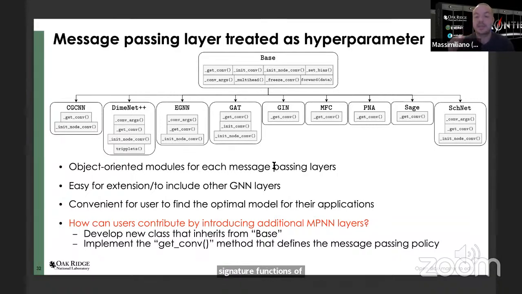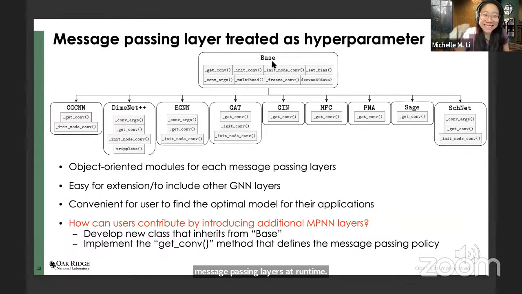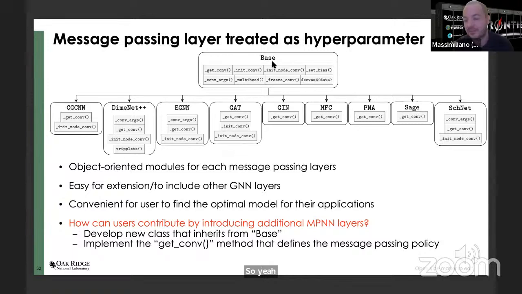So if you look at the getconv developed in the base class, the base class does not implement the getconv, but it still forces a very specific format, and that format has to be maintained. This is what enables the seamless switch of different message passing layers at runtime. So yes, you can implement your own SchNet layer with your customized variations, and we can help you encapsulate that within this object-oriented framework.